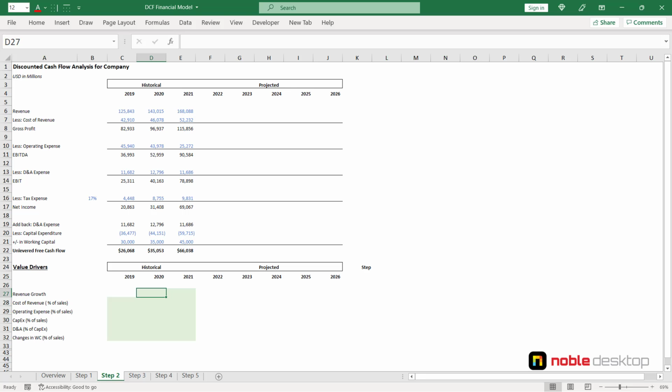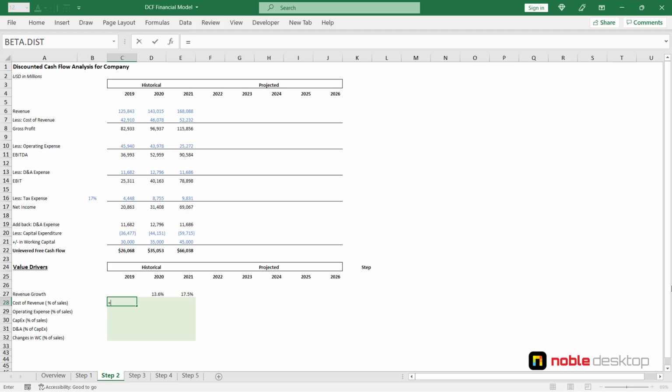My second step in building the DCF financial model is to calculate historical value drivers based on the historical line items above. Let's go ahead and do that. My revenue growth will be my revenue for the current year divided by revenue for the last year minus 1. Shift right arrow, Control R to fill to the right.